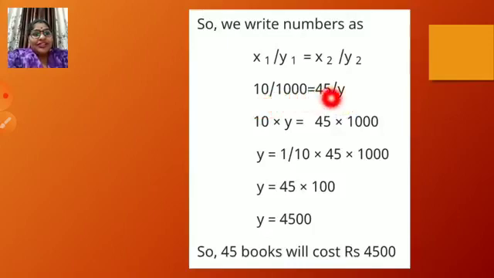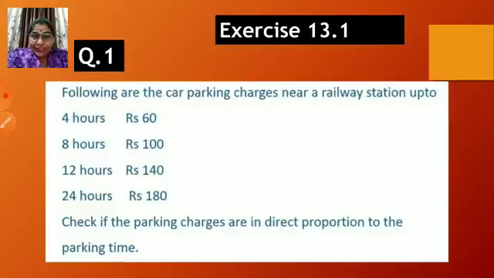So here, children, Y is in the denominator. If I transpose this to the left hand side, it will come in the numerator. And 10 upon 1000 I will transpose to the right hand side. Using this we will get Y is equal to 4500. So this way, children, we have to solve the sums. Further we will solve sums from the exercise. At that time the concept will be more clear to you.